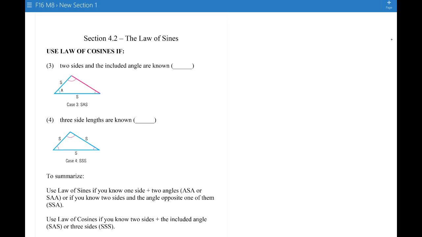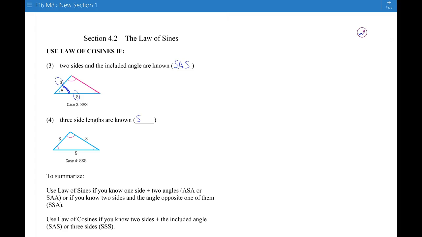Then in section 4.3, we're going to learn the law of cosines, and you use the law of cosines if you know two sides and the included angle. So that's the SAS. So you know two sides and you know the angle that's in between those two sides. And then you're going to be using the law of cosines because you don't have the information you need to use the law of sines. So it's going to be quite obvious when the law of sines doesn't apply.